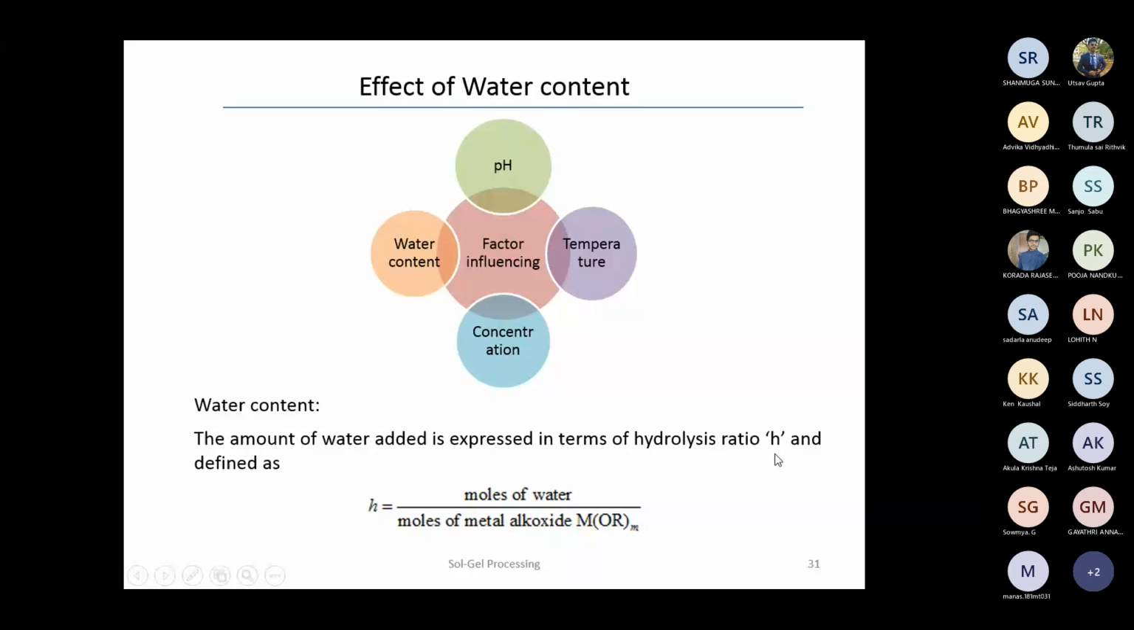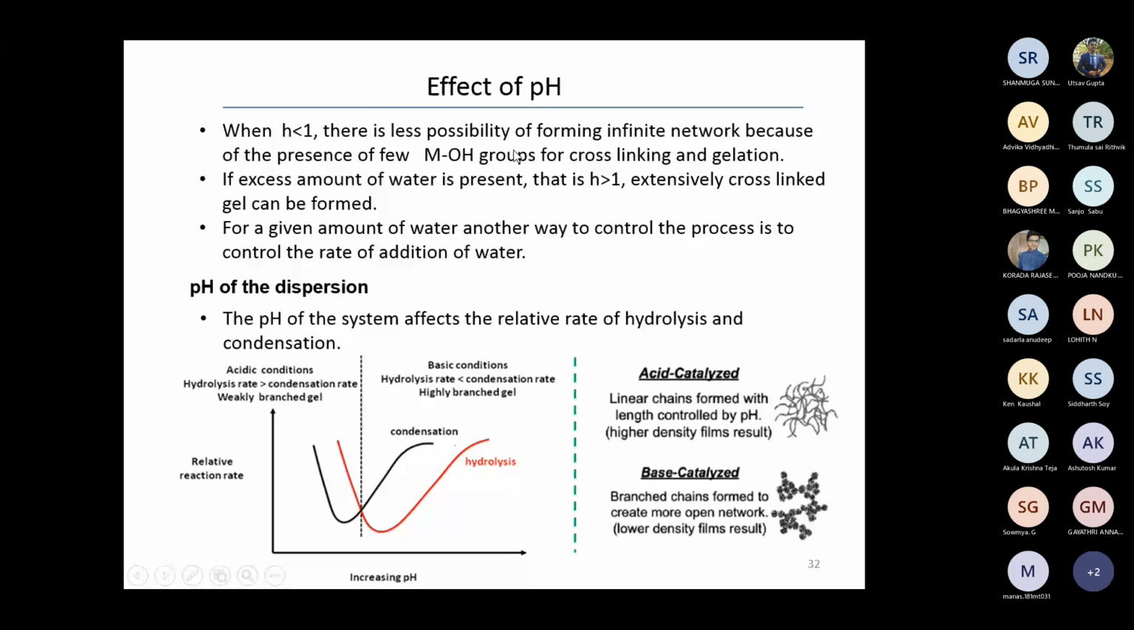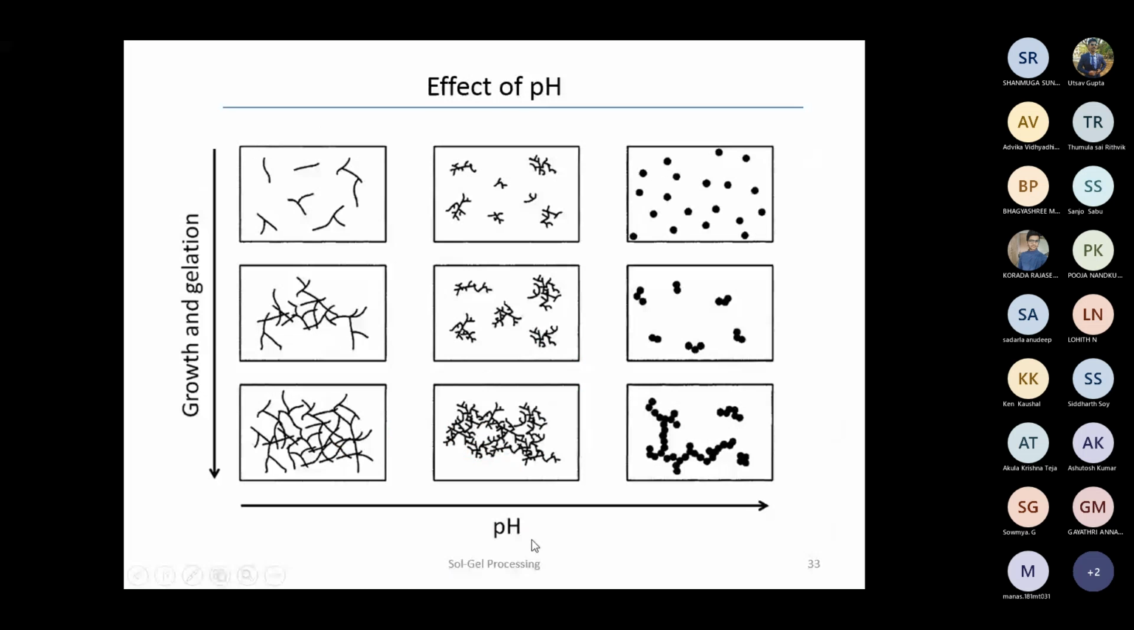And then pH, of course, the pH effect is important. You can see that with increasing pH, for the condensation and hydrolysis reactions, the reaction rate will decrease and then increase. The same thing is happening in hydrolysis as well as condensation. So pH is an important factor. pH means it could be an acidic medium or a base medium, and according to that, the sol-gel process will act.